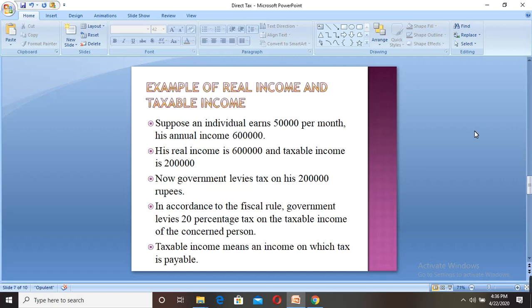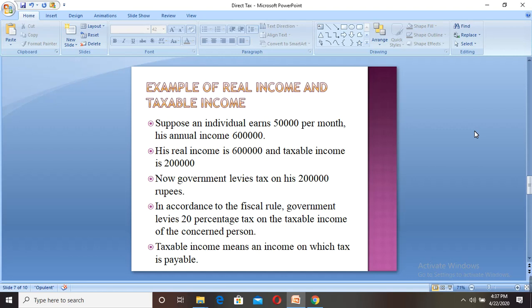I have brought one example. Suppose an individual earns 50,000 per month. His annual income will automatically be 6 lakh in a year. His real income is 6 lakh and taxable income is 2 lakh. What does it mean? Real income is 6 lakh. As we have already defined, real income means an actual income earned by a person. 6 lakh is his actual income.